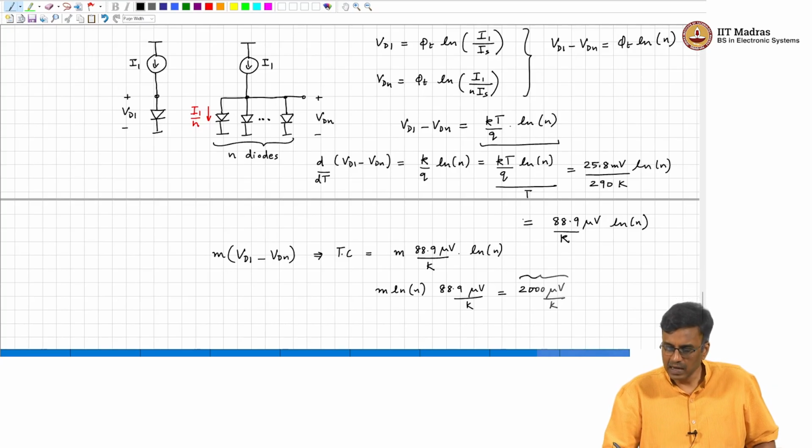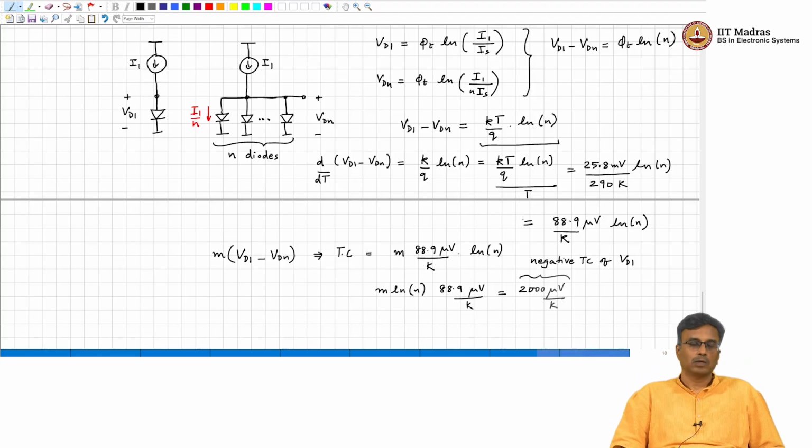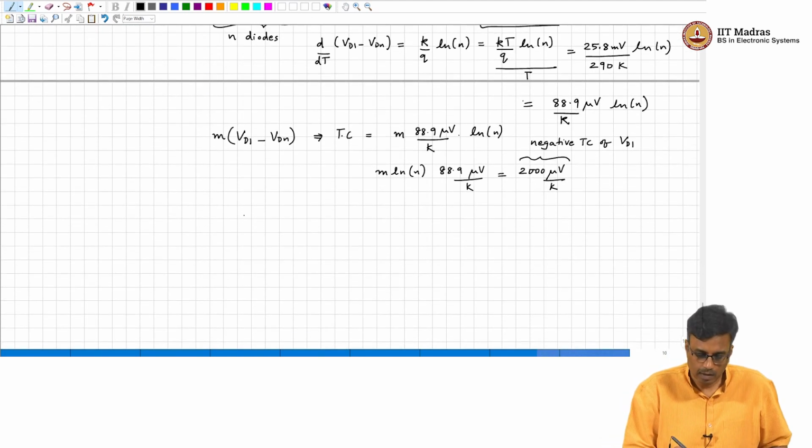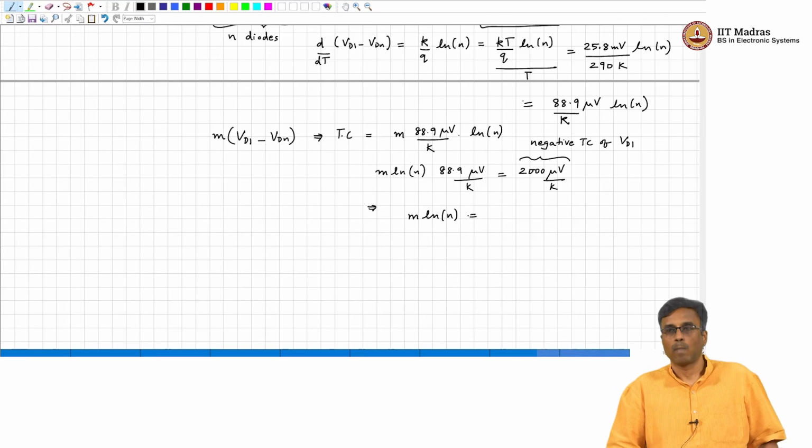Which is basically the negative Tc of the forward biased diode, VD1. So, what must m ln N be? Twenty-four.